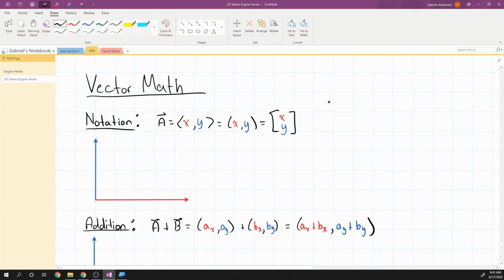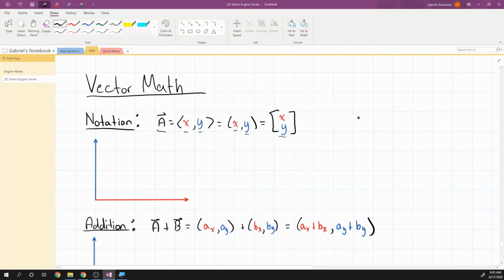Okay, so vector math. What is it? How does it work? Well, let's get started with notation. If I ever have a vector A, I'm going to denote it as a capital letter, most likely with a little line above it that indicates vector. Next, I'm also going to have it in either angle brackets with an x comma y notation, comma z if it's a 3D vector, or I'll do parentheses, or I will do a matrix form.